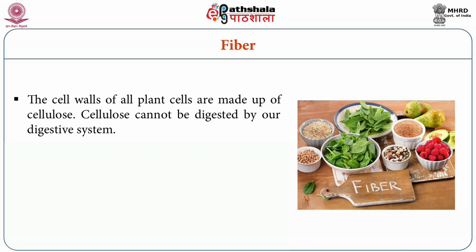Then you have the next component, that is fiber. Now coming to fiber, this fiber is again very, very important. Nowadays, consumption of fiber is gaining a lot of importance, and it is being linked again to different kinds of degenerative disorders. Fiber is nothing but the cell wall material of all the plant cells, and it is made up of celluloses. And cellulose cannot be digested by our digestive system.